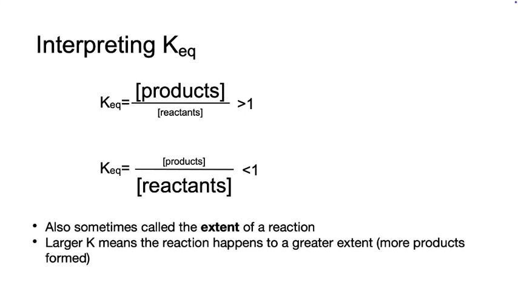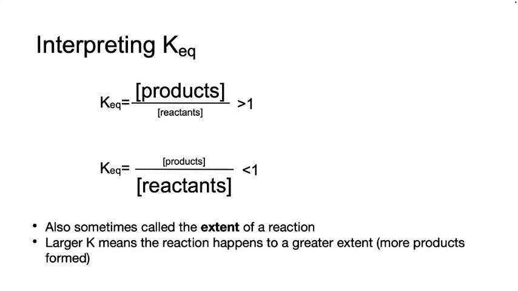Okay, which gets us to our summary slide. It's now relative to 1. If KEQ is larger than 1, the products must be larger than the reactants. If the KEQ is less than 1, the reactants must be larger than our products. Okay. This can help us understand an extent of the reaction. Okay. A larger K means the reaction happens to a greater extent. More product is formed.